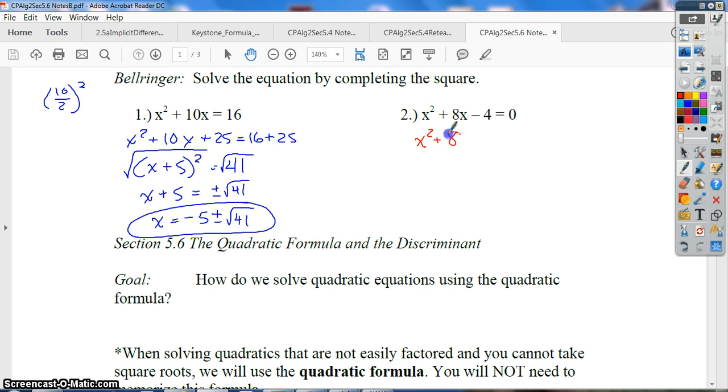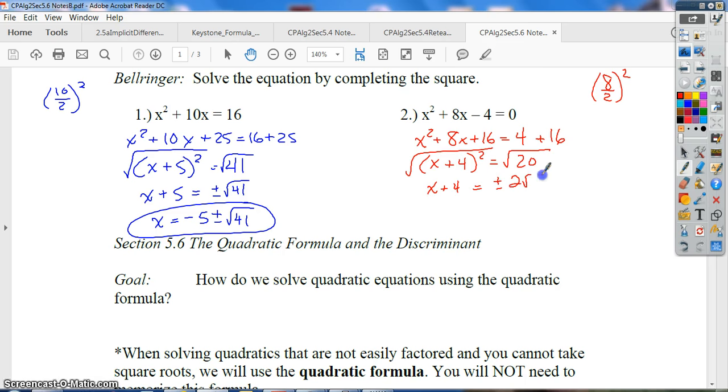Jumping into 2, you're going to have to put it in the form that the first one was in. So we have to move that 4 over. A is already 1, so we'll take half of 8 and square it, so that'd be 16. And that's what we're adding to both sides here. So this is going to be x plus 4 squared. This will be 20. And then we will take the square root of 20, so x plus 4 equals plus or minus 2 root 5. So to subtract 4 over, it'll be negative 4 plus or minus 2 square root of 5.